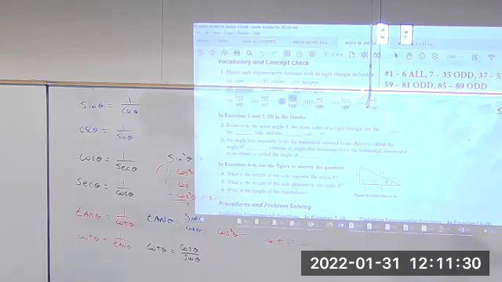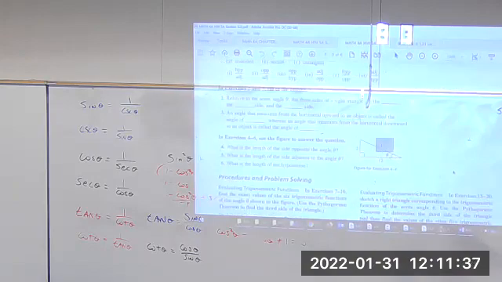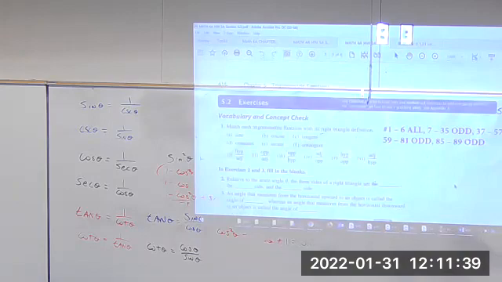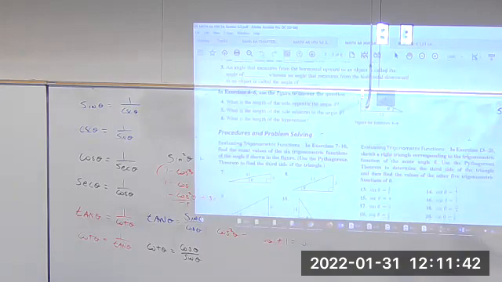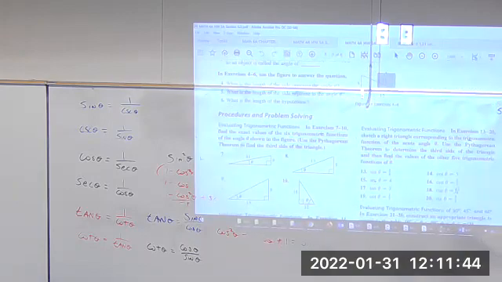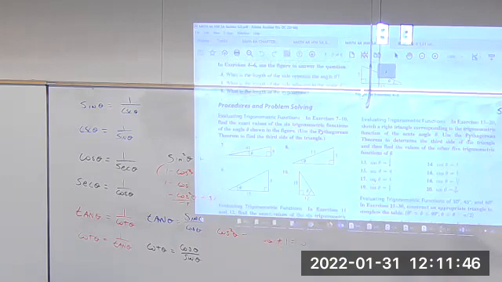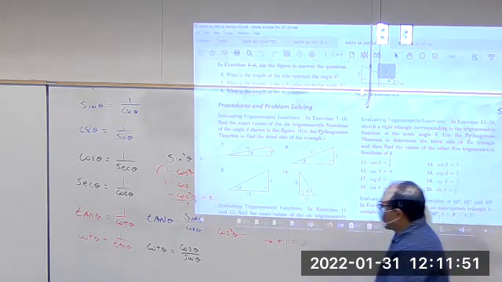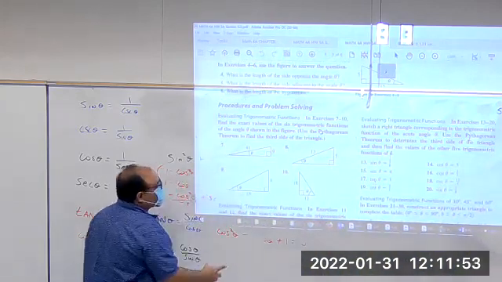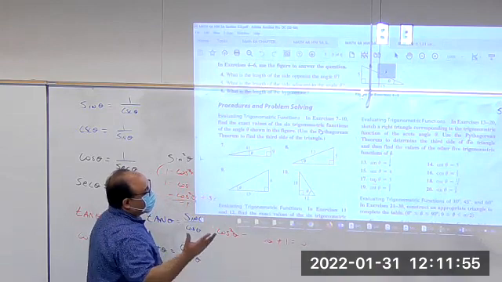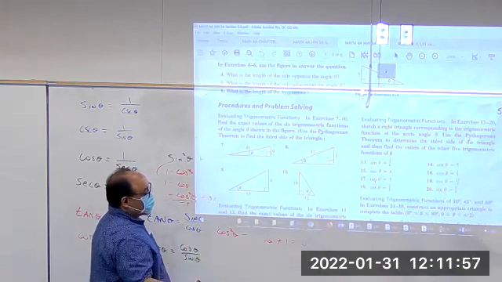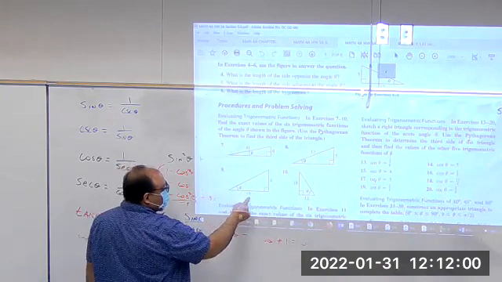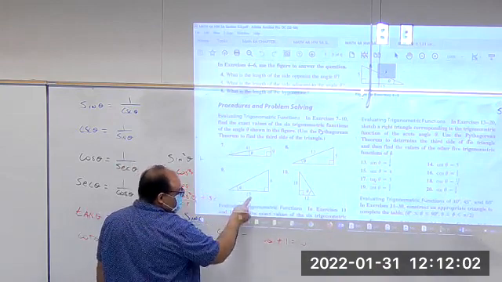And you guys, what is the length of the hypotenuse? If you can't figure out that that's 13, well, we got problems. Okay, so 1 through 6 are done. Let's do number 7, because I like number 7. Number 9, you're supposed to find all 6 trig ratios. Number 9, they give you both legs.